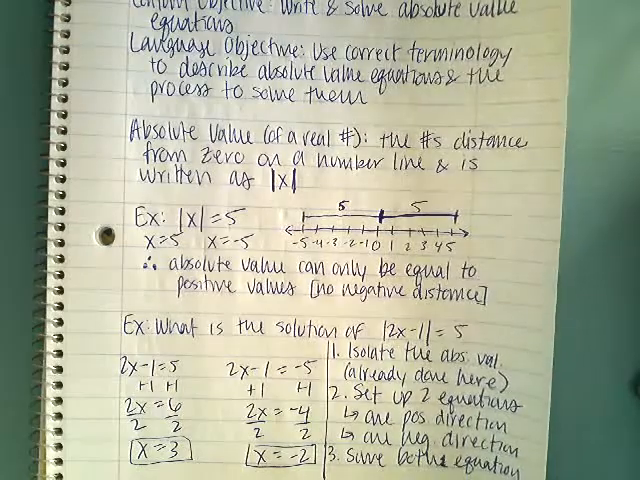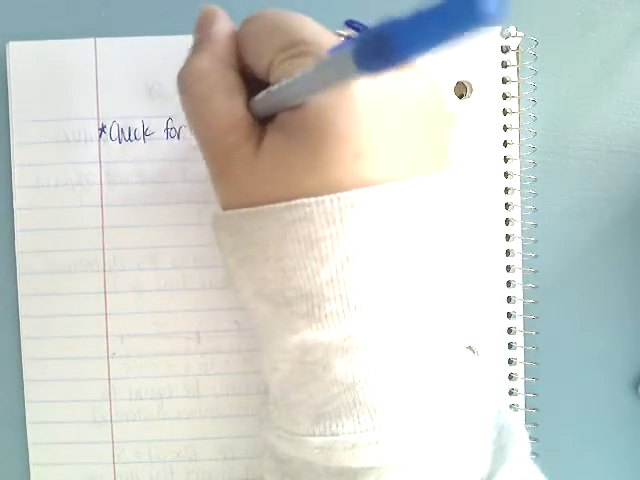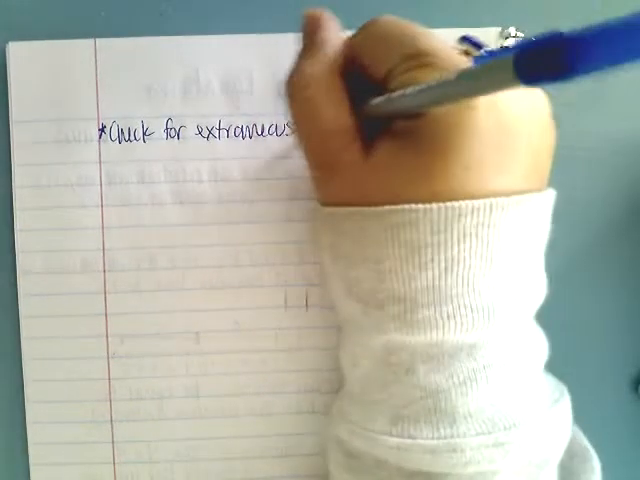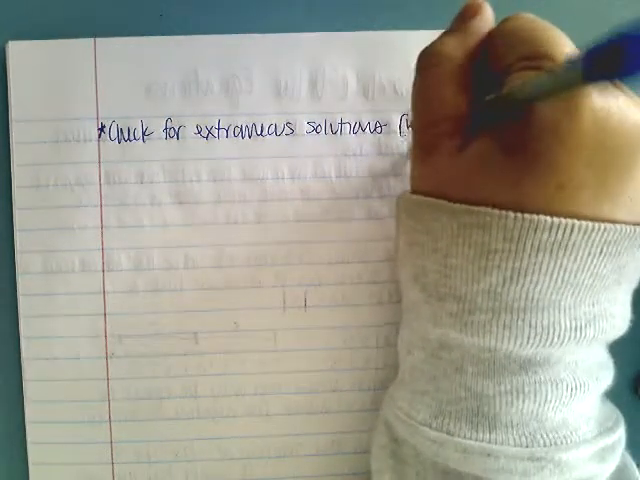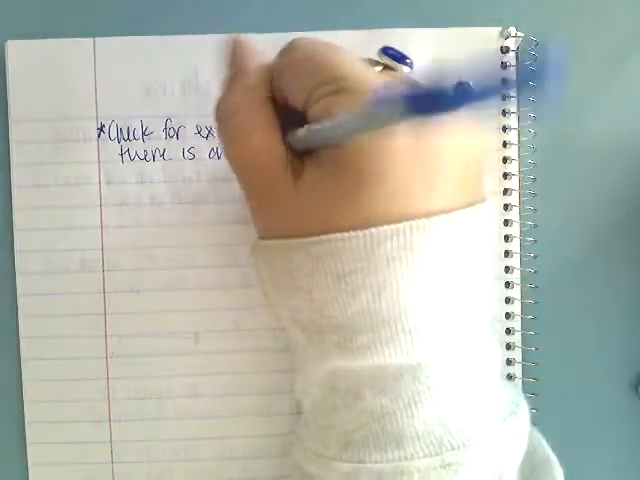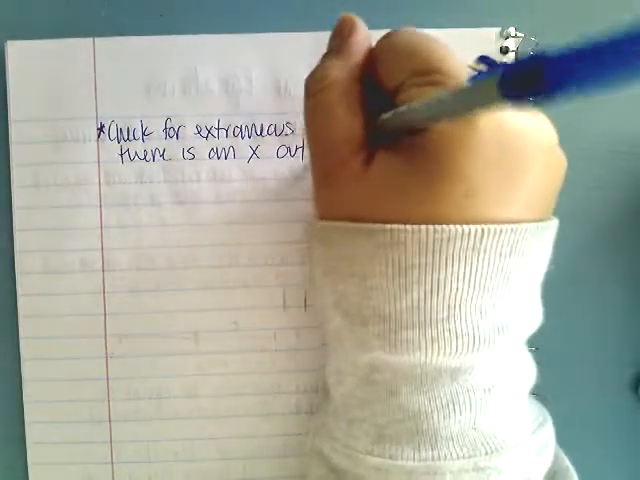All right, I'm going to flip the page and do one more example, and then we'll do a bunch of practice problems in class. So one thing that we're going to have to do in some absolute value problems that get a little bit trickier is check for extraneous solutions. We really only have to do this when there is an x outside the absolute value.